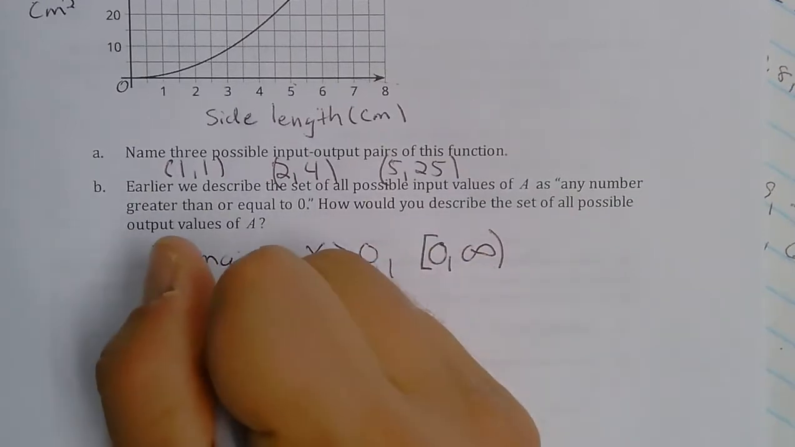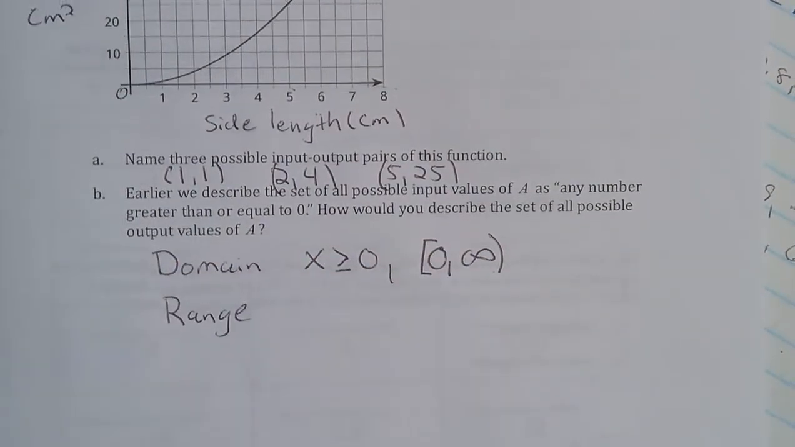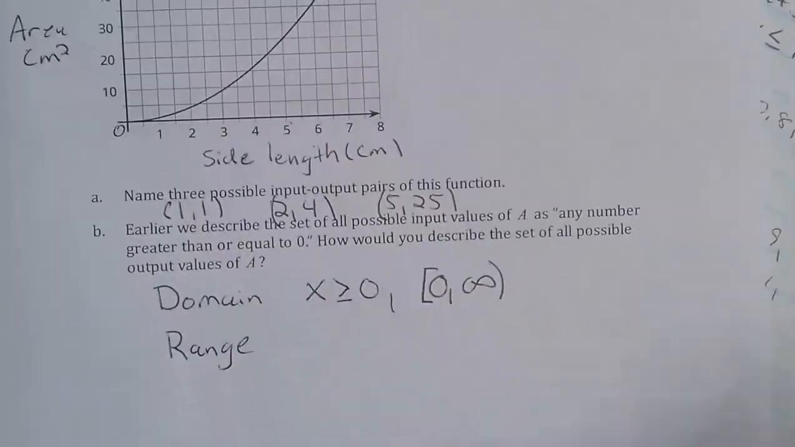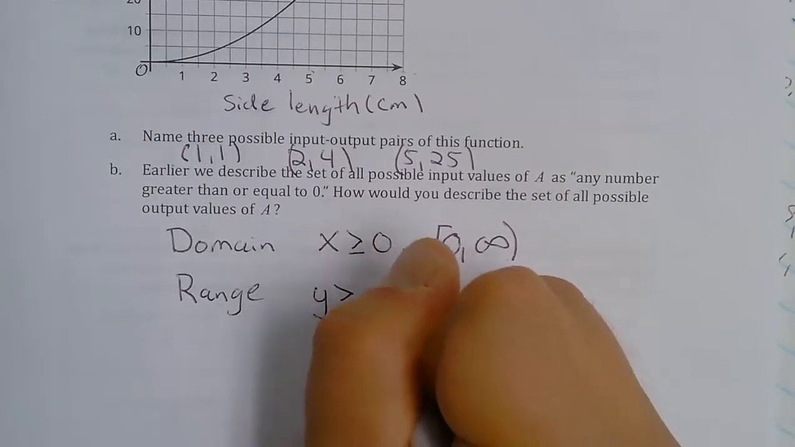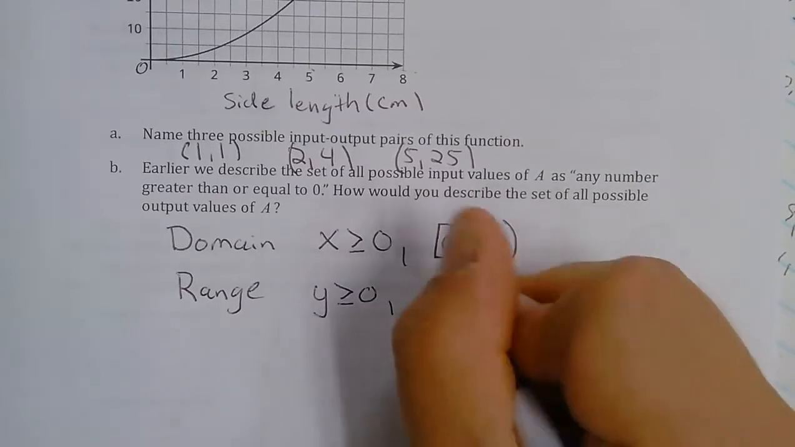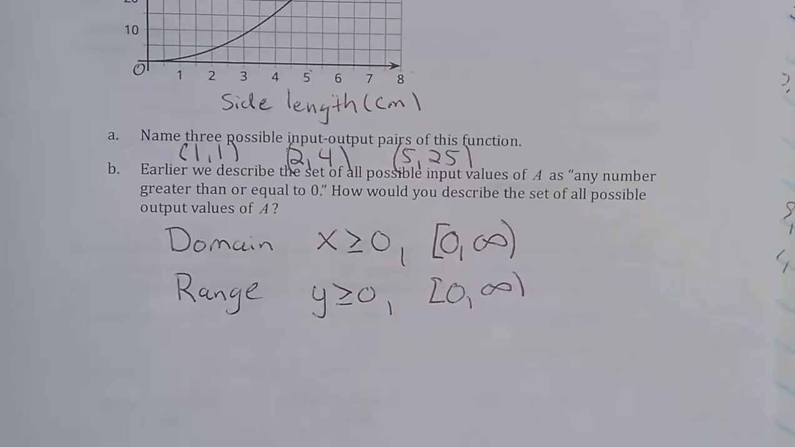Now, to describe all our possible outputs, that's called the range. Now, if you look, the y values can be any number bigger than 0 as well. So what you would say here is y is greater than or equal to 0. And you would switch to the same notation here. So you could be between 0 and, say, infinity.